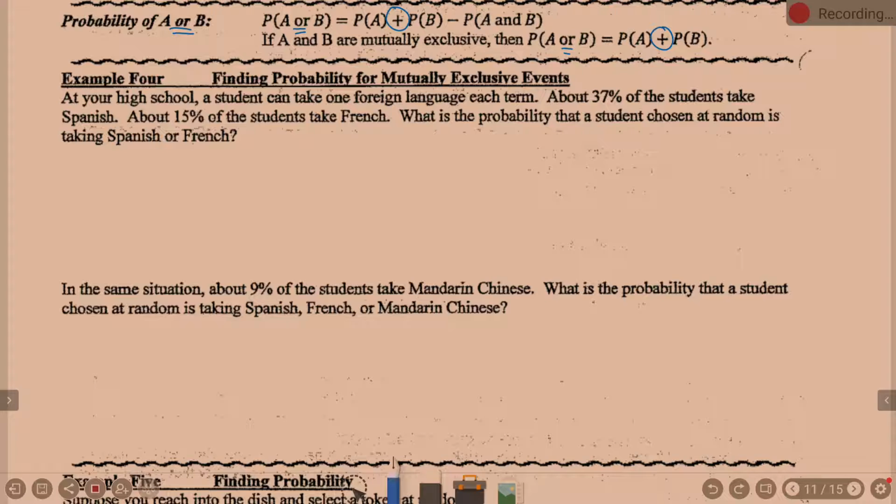Now, let's look at these top sections. This is finding probability for mutually exclusive events, which can't happen at the same time. We're just going to add them. At your high school, a student can take one foreign language each term. 37% take Spanish, 15% take French. What is the probability that a student chosen at random is taking Spanish or French? So I want the probability of Spanish or French.